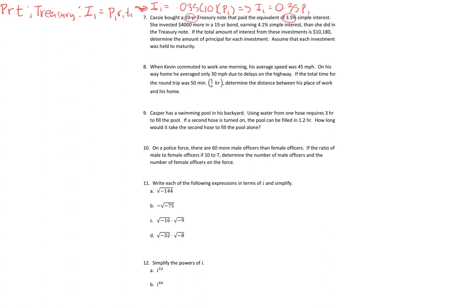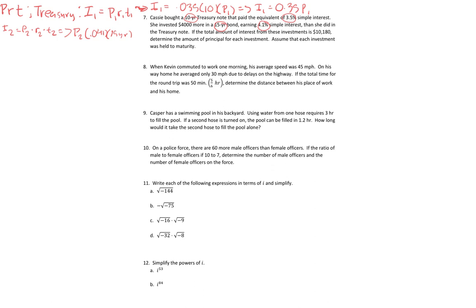Now, if we do our bond, it might be a little bit trickier. So I'm just going to call this I2. Then we know it's going to be P2 times R2 times T2. And so that's going to equal, let's see, we have our time here, and we have our rate. So that's going to be P2 times 0.041 times our time of 15 years.